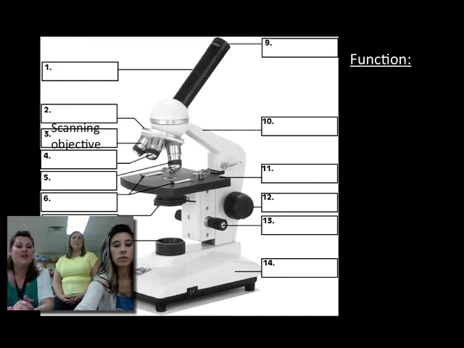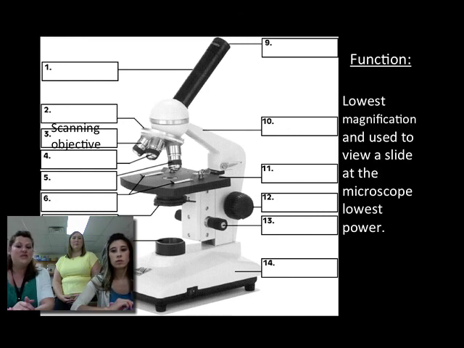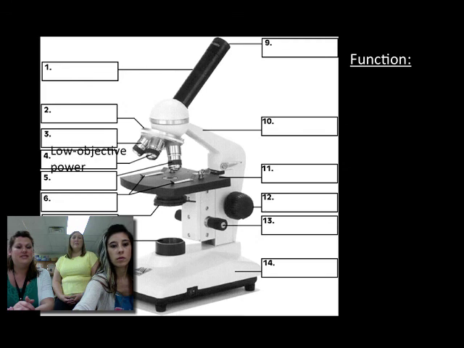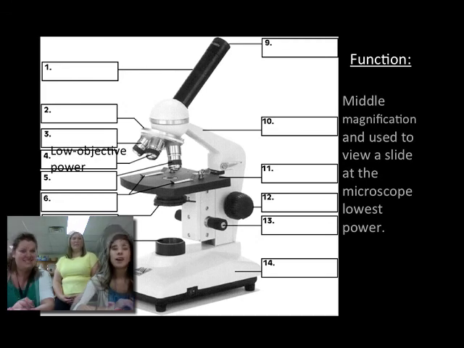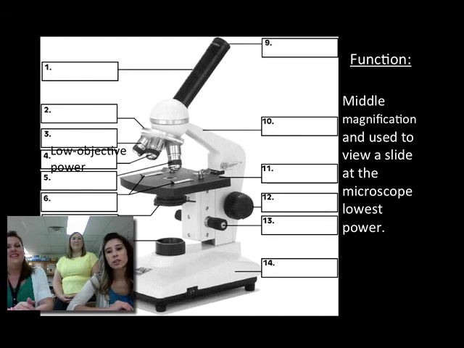Next we have the scanning objective. It's the lowest magnification and used to view a slide at the microscope's lowest power. This is the objective that you should always start with. Next is the low power objective, and the color of the objective is yellow. It's our middle magnification, and we use it after our scanning power if we cannot see what we're trying to look for.